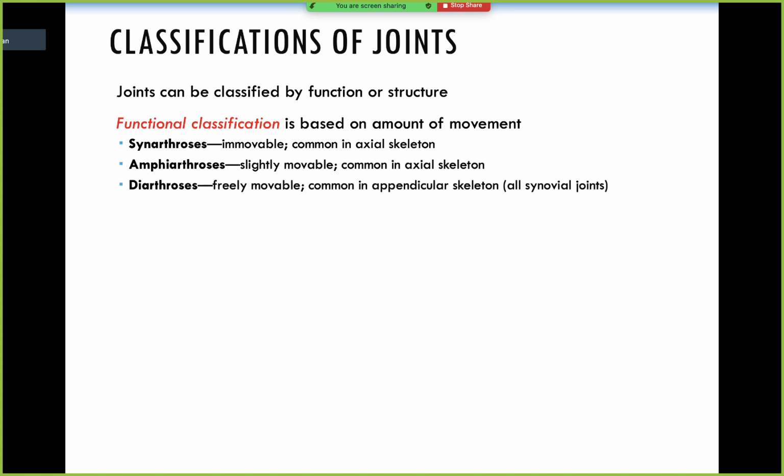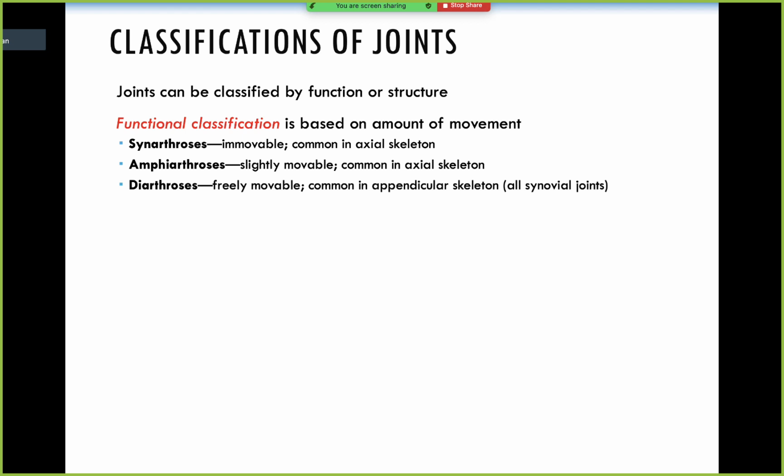So the functional classification is based on how much movement a joint has. As you know, your shoulder joint moves differently than your elbow joint. Elbow joint seems to only move in one axis, while the shoulder joint can move 360 degrees. So that's what we mean by the amount of movement. There are three classifications in terms of function. Synarthroses, which means an immovable joint, and that's going to be like the ones that you see in your skull, those sutures that are still considered joints, but they don't move about each other.